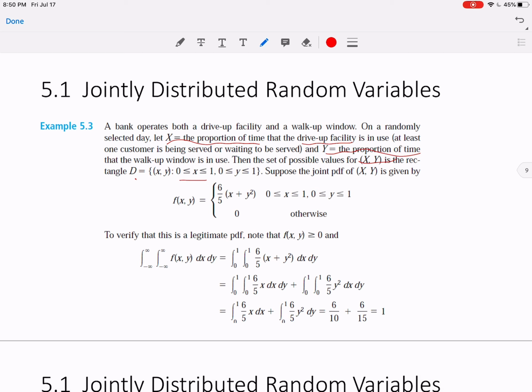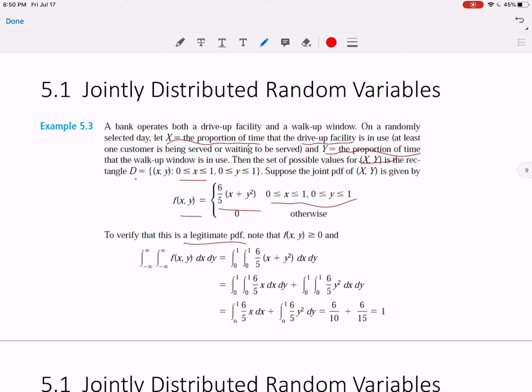Okay? Because both of them represent proportional time. Since it's a proportion, it's got to be between 0 and 1. Suppose the joint PDF of x, y is given by f(x, y) equals 6/5 times (x plus y squared). Of course, both x and y have to be between 0 and 1. So, to verify this is a legitimate PDF.